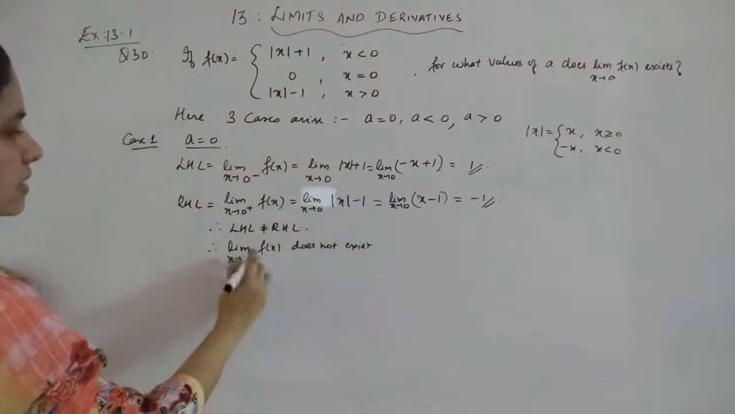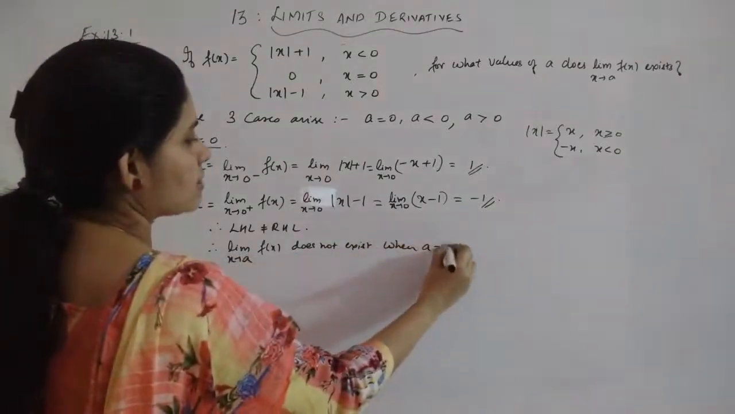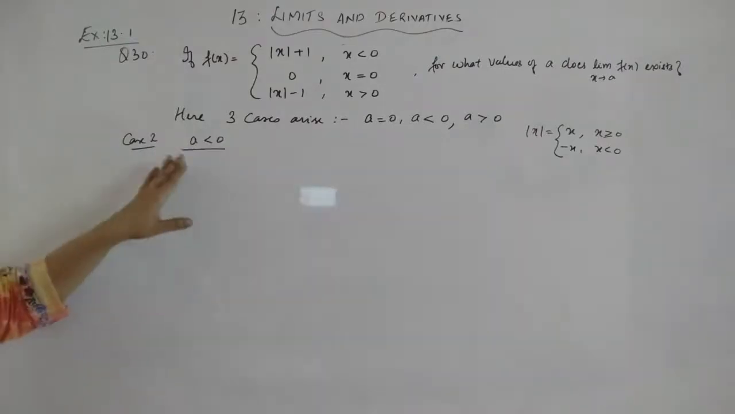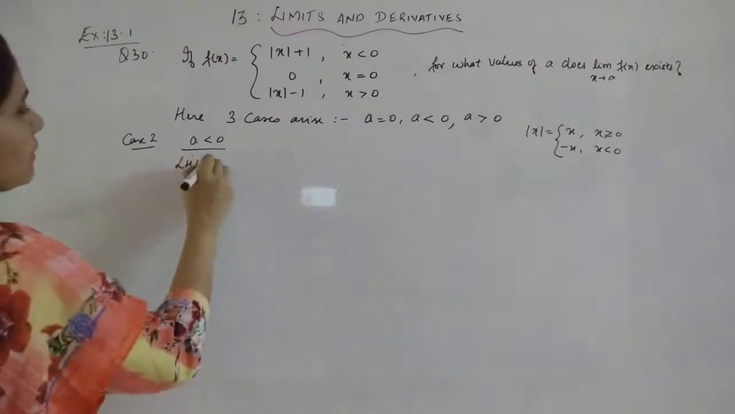Okay, or you can say limit x tends to a of f of x doesn't exist when a is equal to 0. Now the next case is when a is less than 0. Case 2 is when a is less than 0, that is any value which is a negative quantity. For that, what will be the left hand limit?